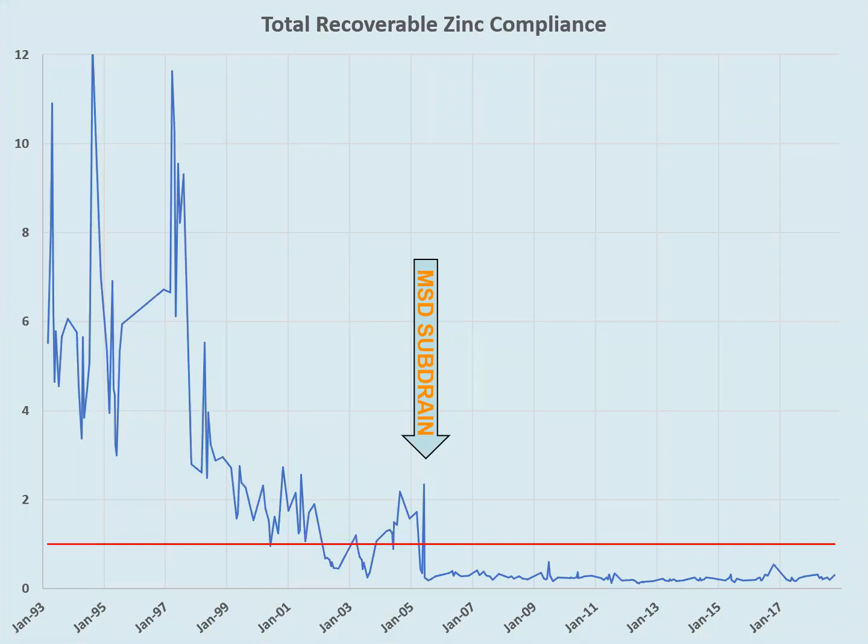So as far as remedy measures goes, I think zinc tells a fairly different story in that it is now meeting standards, and it has been meeting standards since somewhere late 2005 or 2006. And it really corresponds to when they put in that metro storm drain subdrain. So that has been a very effective groundwater capture and treatment system.